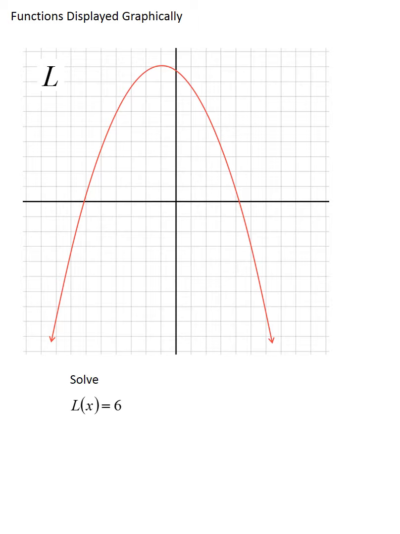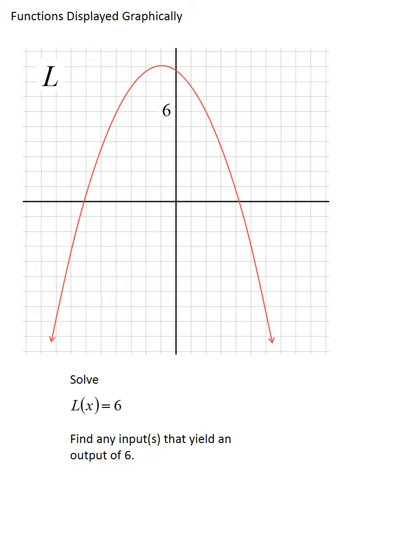So suppose we're asked to solve L of x equals 6. Normally when we're asked to solve an equation, we think of an algebra problem where we're trying to isolate x. But in this case, it's a little different. L of x equals 6 means find any input or inputs that yield an output of 6. And so the question now is, what would give us an output of 6?